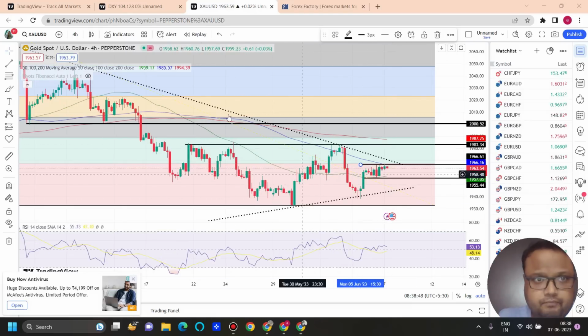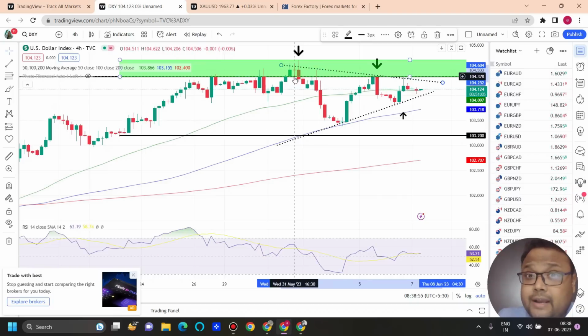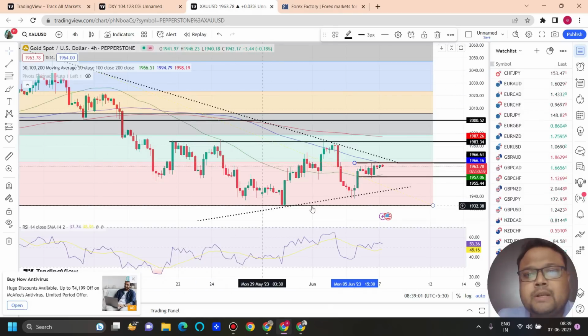So if I wrap it up, we have a symmetrical triangle pattern on the chart of DXY, so there's a high chance that we will get a breakout very soon. Similarly, we also have a symmetrical triangle pattern on the chart of gold as well.